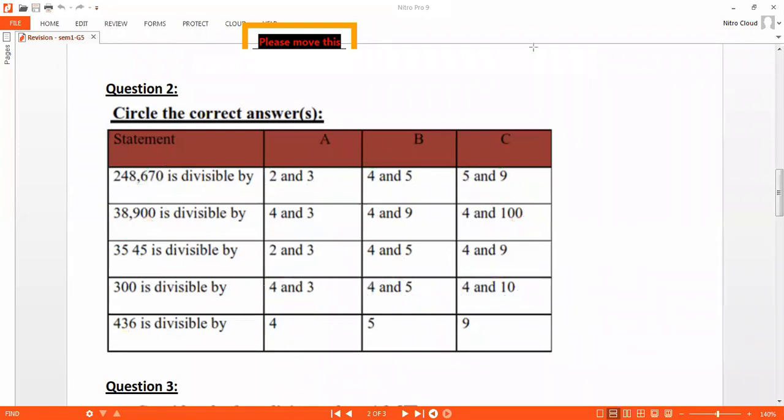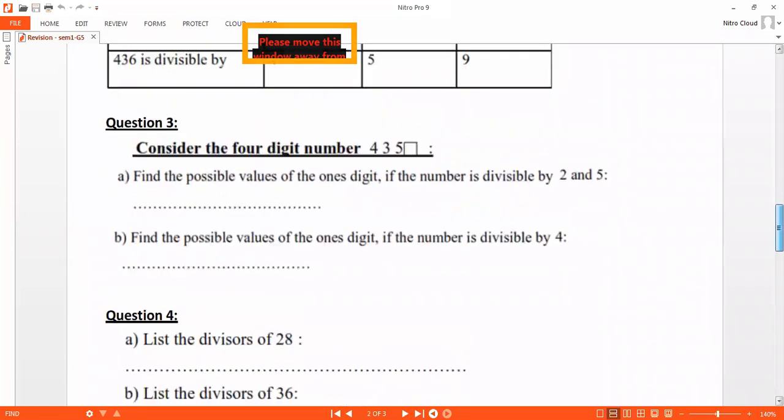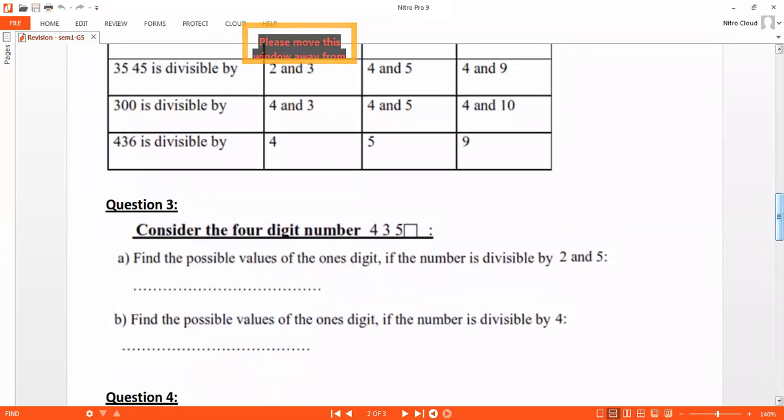Now let us continue with question number 3. In question number 3, we have this number, 4,350 something. So here I have a missing digit inside this box. It could be 0, 1, 2, 3, 4, 5, 6, 7, 8, and 9 because I can only put one digit. So find the possible values of the ones digit if the number is divisible by 2 and 5 at the same time. So in order to have a number which is divisible by 2 and 5 at the same time, it should be a 0. Very good. So that's the number.